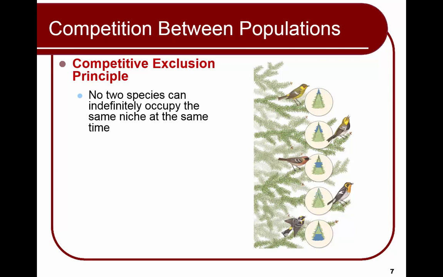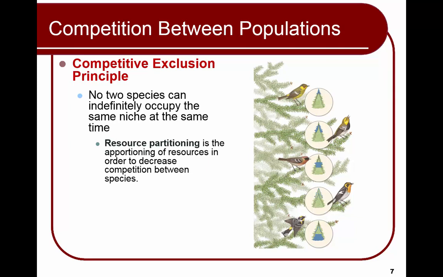You've got all these different populations of birds that live in this tree. Some of them live near the bottom, some of them live near the top, some of them live along the sides, some of them live in the middle. They can't feed and stay alive by occupying the same niche because you will deplete the resources too quickly.